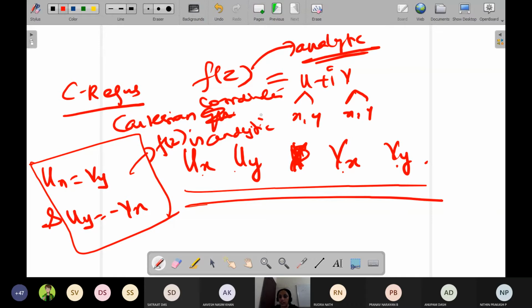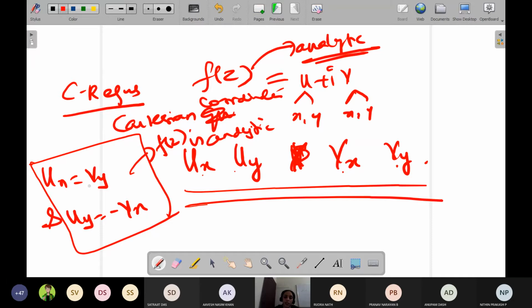The other one is using the direct definition. So we will do the problems either way. We need not stick to any one method. We can prove it either way, but the most convenvent method will be using CR equations.